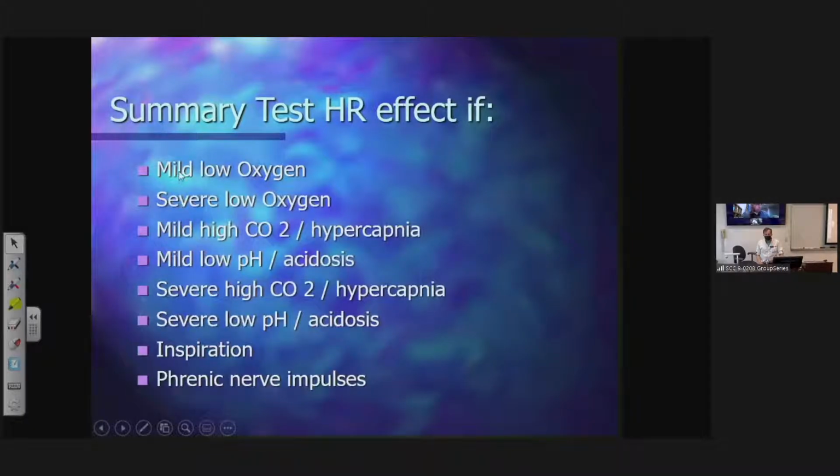What if I gave you a mild hypoxic session? Your SATs went from 95 down to 80. That should increase. A mild chemistry change will cause an increase. What if your SATs went down to 50? You're severely hypoxic. That's going to depress you. And then mild CO2 will cause increase. Mild pH will cause increase. And both of these severes will cause decreases.